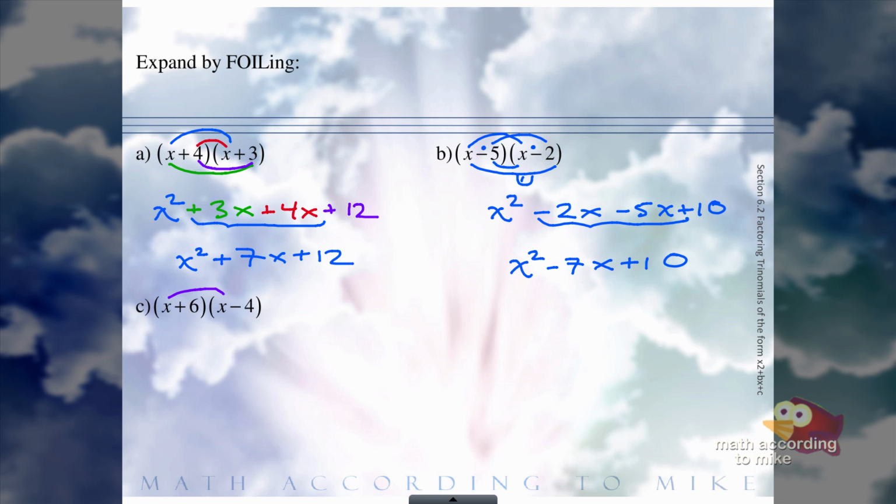All right, one more. First gives us x times x, x squared. Outer, negative 4x. Inner, 6x. Last, negative 24. Combining like terms, x squared plus 2x minus 24.